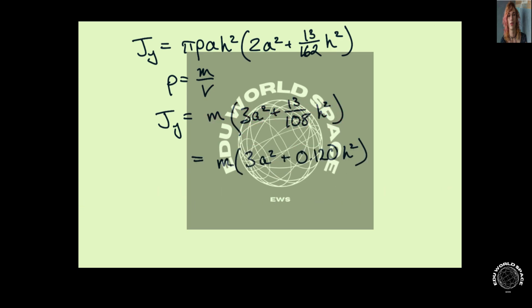And if we calculate these out for decimals, we get m times 3a squared plus 0.120 h squared.